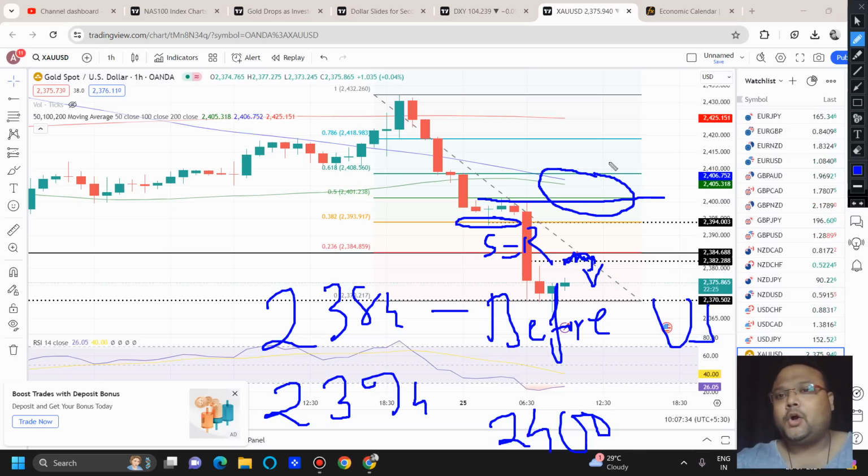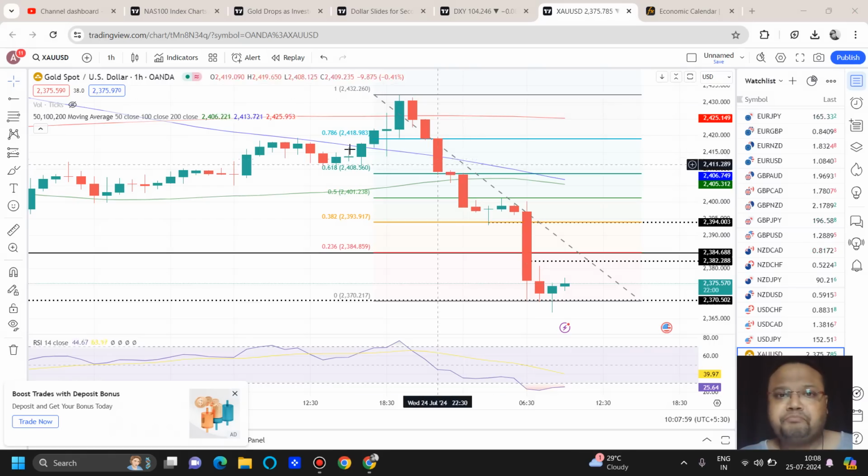So if we combine all the factors, then at or around 2400 we have the strongest sellers present. If the market goes down, we can go for a sell. But 2400 is far away from the current market price. So for day trading purposes, we can look for immediate levels like the 2394 and 2384 area. Right now the market is trading around 2375.